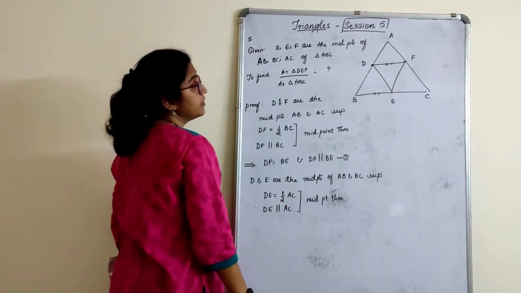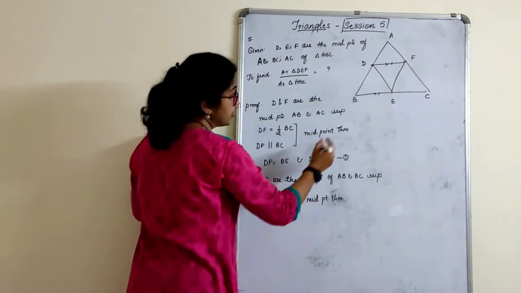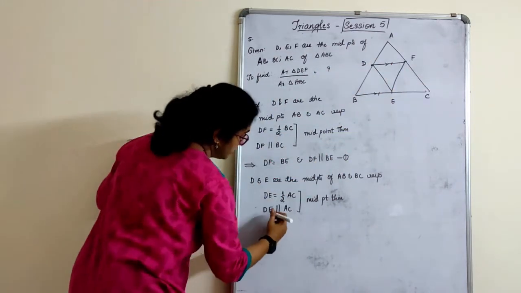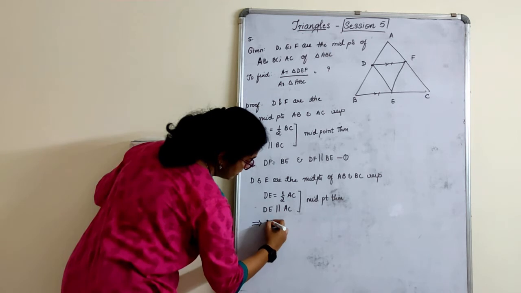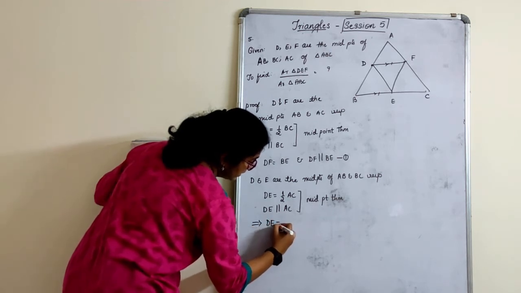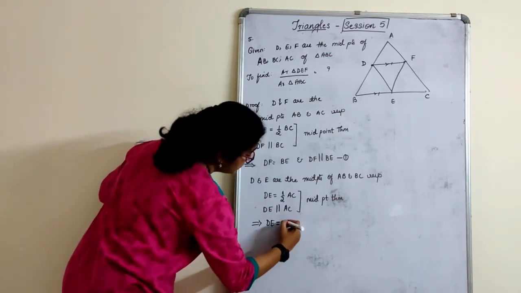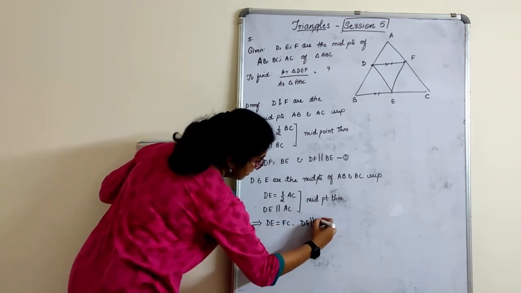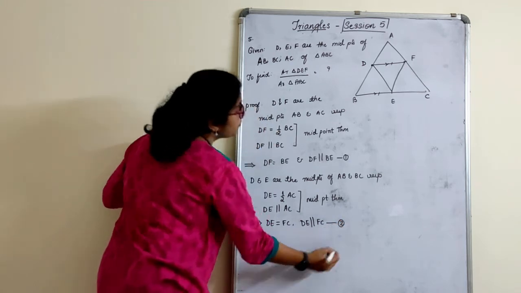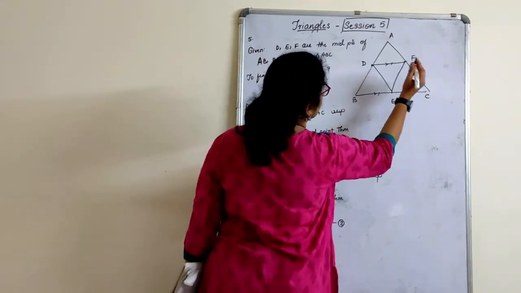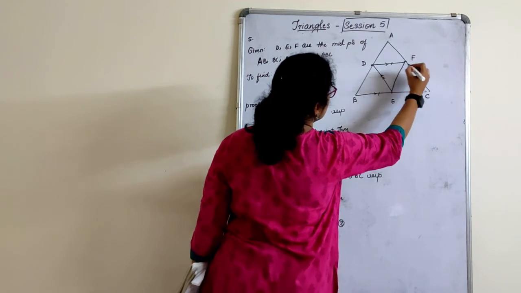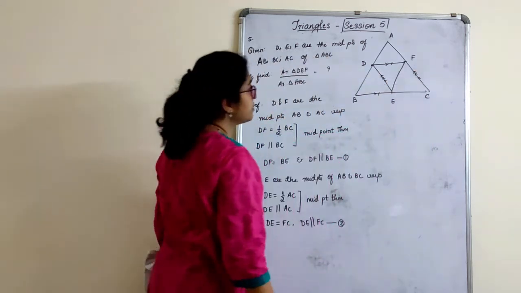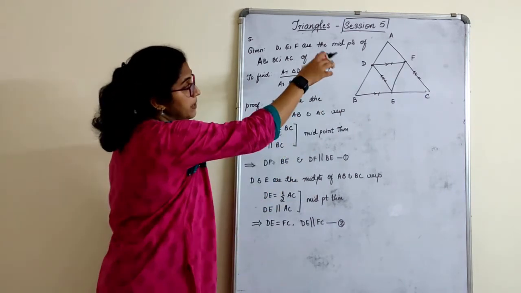Midpoint theorem. Now since the midpoint theorem, I can also tell that DE is equal to half of AC, right children? This implies DE is equal to FC and DE parallel to FC. Equation 2. So this is parallel to this and this is equal to this. Okay, this part is over.